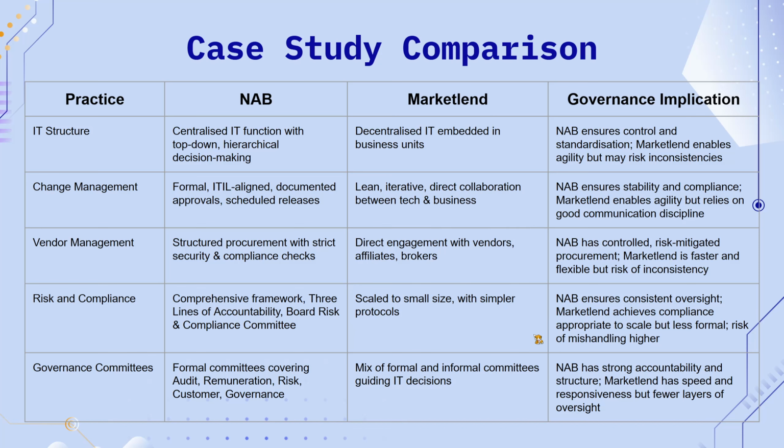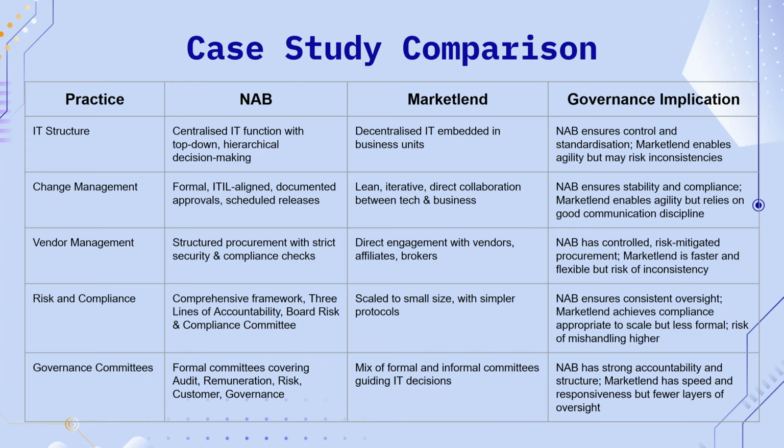When we compare NAB and Marketland, we can see how their IT structures and practices influence outcomes. Thus, IT structures are a key differentiator. NAB has a centralized IT function with top-down decision making, which ensures strong control, standardization, and alignment with regulatory requirements. Marketland has a decentralized structure embedded within business units, which allows for faster decision making and responsiveness but may create inconsistencies. NAB's formalized practices such as ITIL-aligned change management, structured vendor management, and board-level risk oversight support stability and compliance, but may slow innovation.